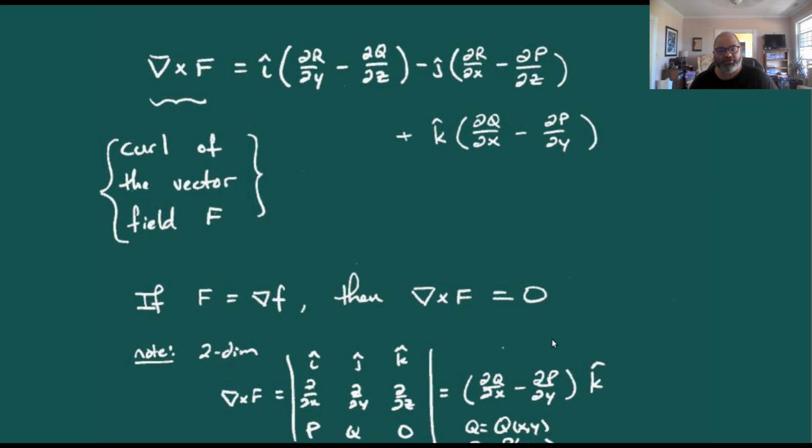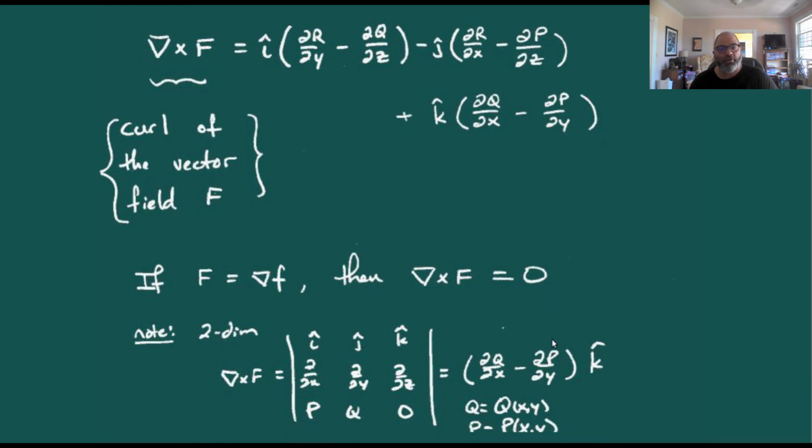Coming back to the two-dimensional case, if we just have functions p and q of x and y, so the partials with respect to z for all of those are 0, then that gives us just one single equation, in the z component, for the curl of our vector field.